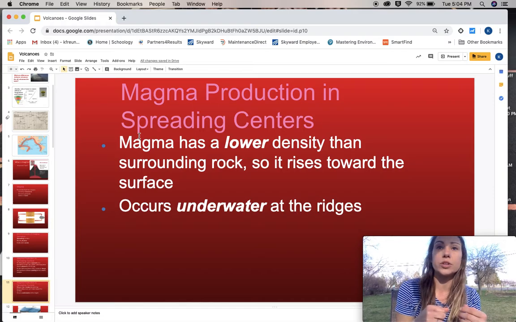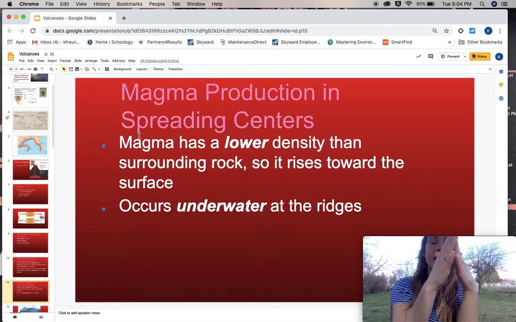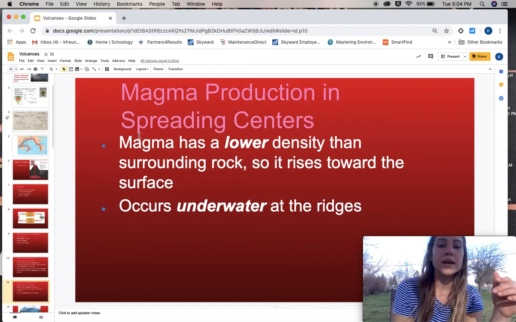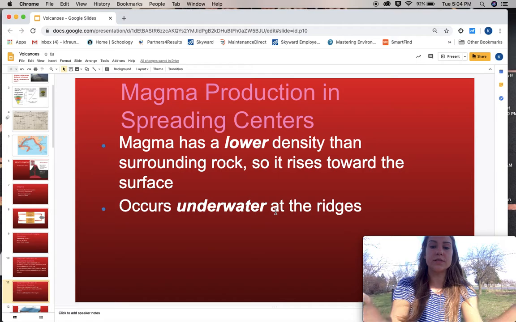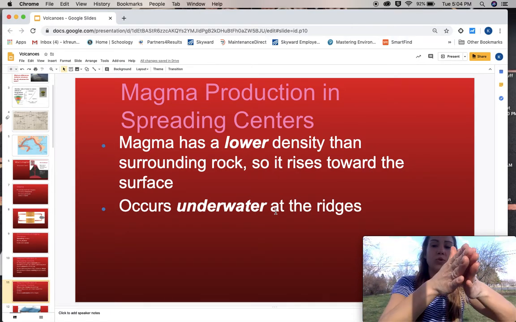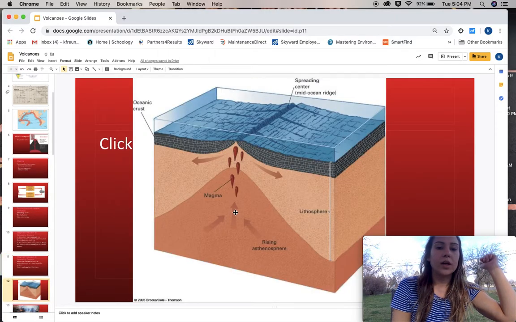Just like in the water and oil example, if you were to shake that up, the oil is always going to rise to the top. You might see that in your salad dressing because it's less dense. And this occurs underwater at the ridges. So remember, when the divergent plate boundary occurs, that center where that magma comes up and cools is called a ridge. And you can see that right here. So we have the plates diverging, magma comes up and cools, and here's our mid-ocean ridge.